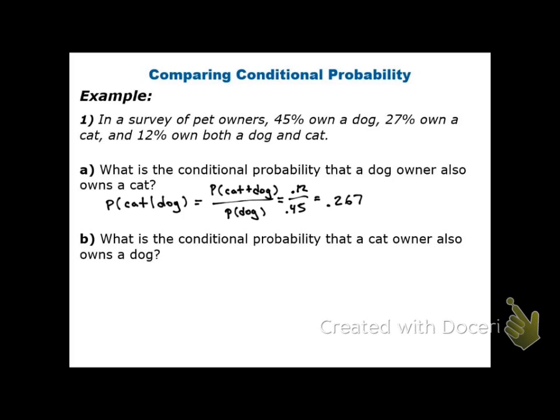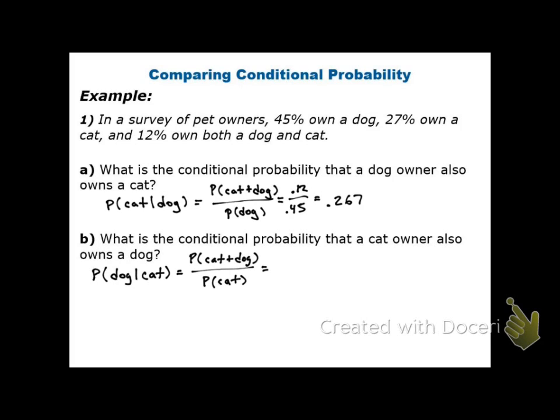The second part of this question, or part B, says, what is the conditional probability that a cat owner also owns a dog? So this time we're looking for the probability that someone owns a dog, given that they already own a cat. So we're looking for, once again, the probability of a cat and a dog over the probability of a cat in this case.